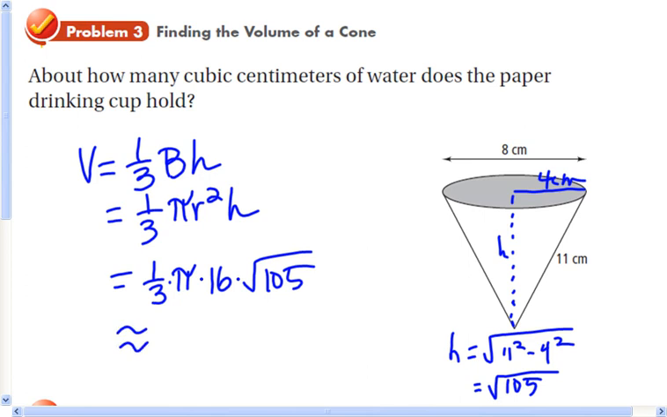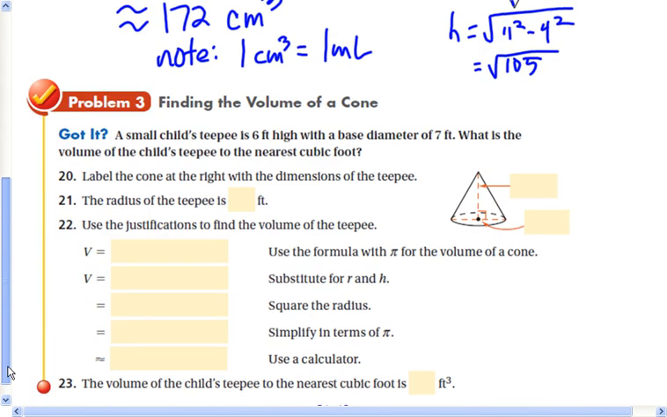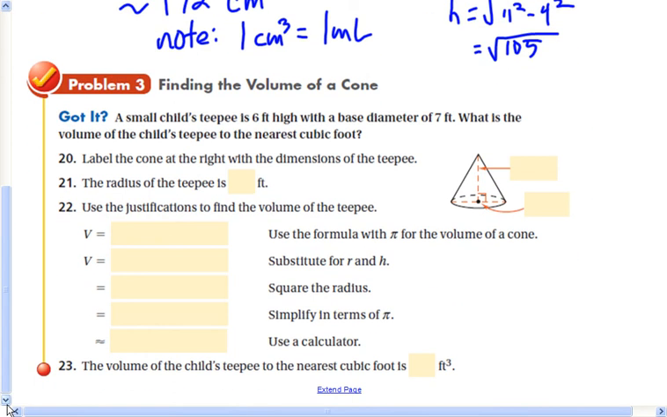And then I'll just approximate that, and I get about 172 cubic centimeters. And just a quick note of information here: 1 cubic centimeter is equal to 1 milliliter. So since we're talking about water, we can say that this thing holds about 172 milliliters. All right. Go ahead, you can try that.